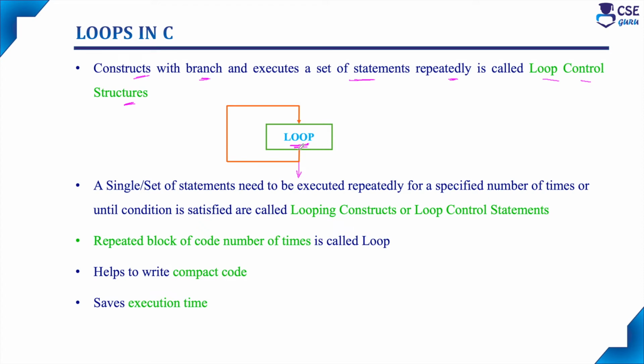So until the condition is true, the set of statements will execute repeatedly. So here it is enough to write the statement only once. A single statement or set of statements that need to be executed repeatedly for a specified number of times, or until a condition is satisfied, are called looping constructs or loop control statements.